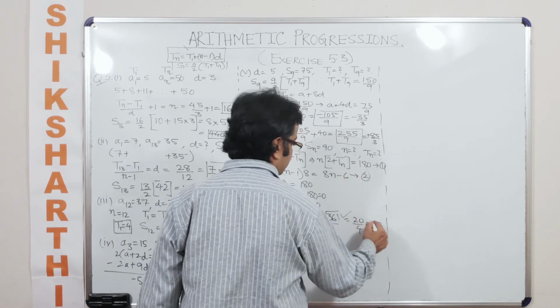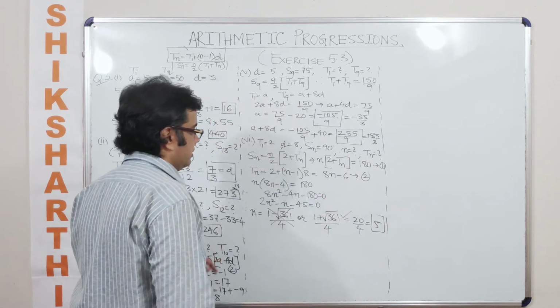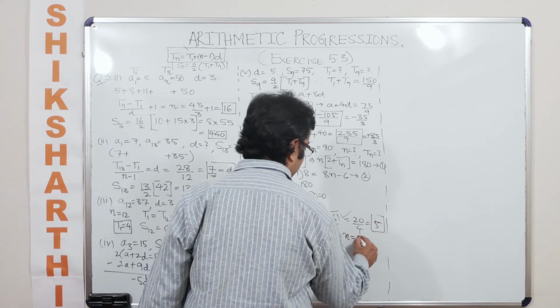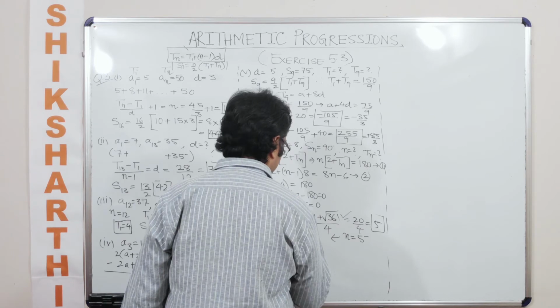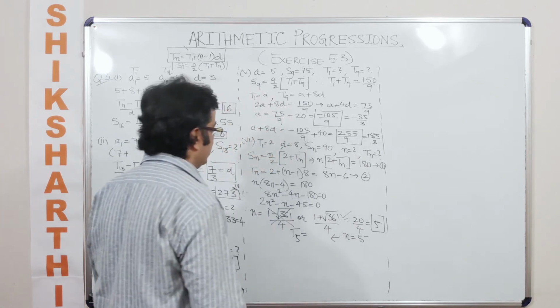So the number of terms that you are getting from here is 5, and then you can find out the nth term. So you got the value of n as 5. Based on this, you can find out the nth term, which is the fifth term, and the fifth term will be what? a plus 4d.